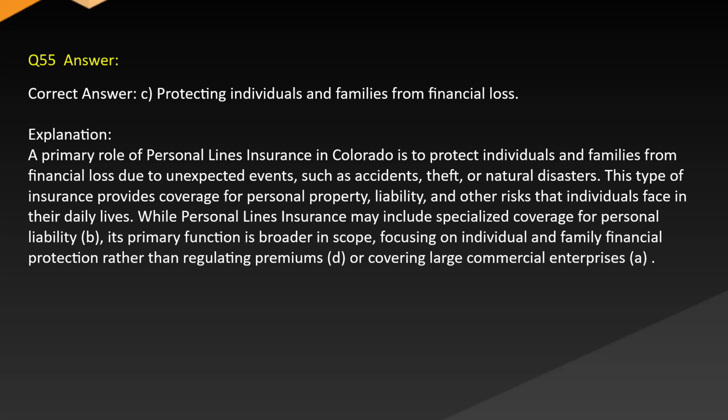Explanation. A primary role of personal lines insurance in Colorado is to protect individuals and families from financial loss due to unexpected events such as accidents, theft, or natural disasters. This type of insurance provides coverage for personal property, liability, and other risks that individuals face in their daily lives. While personal lines insurance may include specialized coverage for personal liability, its primary function is broader in scope, focusing on individual and family financial protection rather than regulating premiums or covering large commercial enterprises.